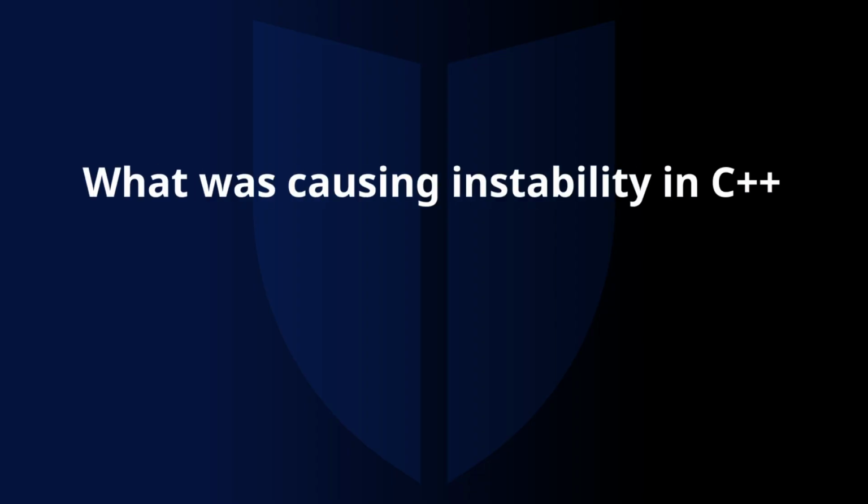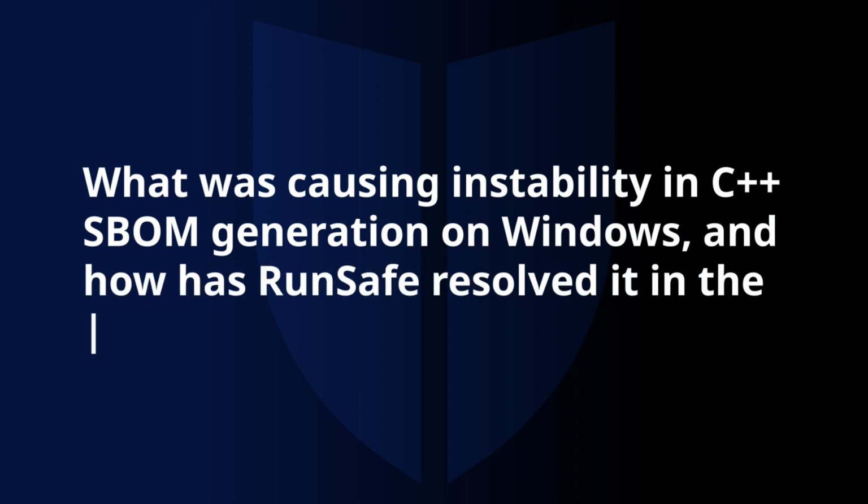What was causing instability in C SBOM generation on Windows, and how has RunSafe resolved it in the latest update?